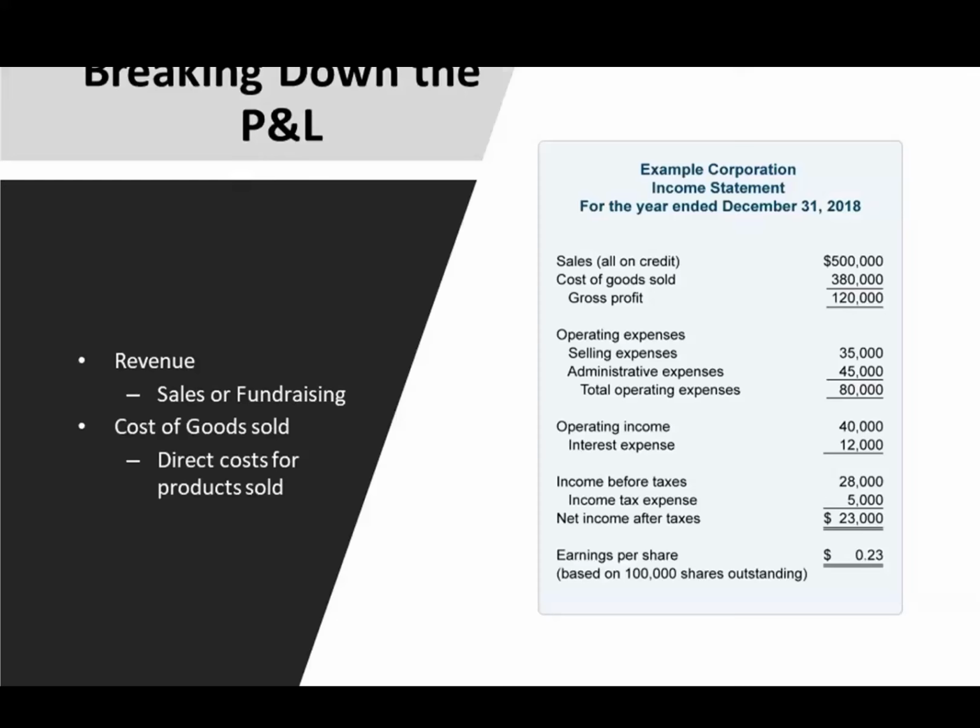From a revenue standpoint, revenue is generally going to be your sales, though if you're a not-for-profit, it could be fundraising, but it's anything that's bringing cash into the business through some kind of sales or fundraising activities. Now, cost of goods sold is going to be our direct cost of products sold, and we'll talk a lot more about what that means in a moment. But you can see that the sales minus the cost of goods produces our gross profit, and we'll talk about each of these and break these down in a little bit more detail.